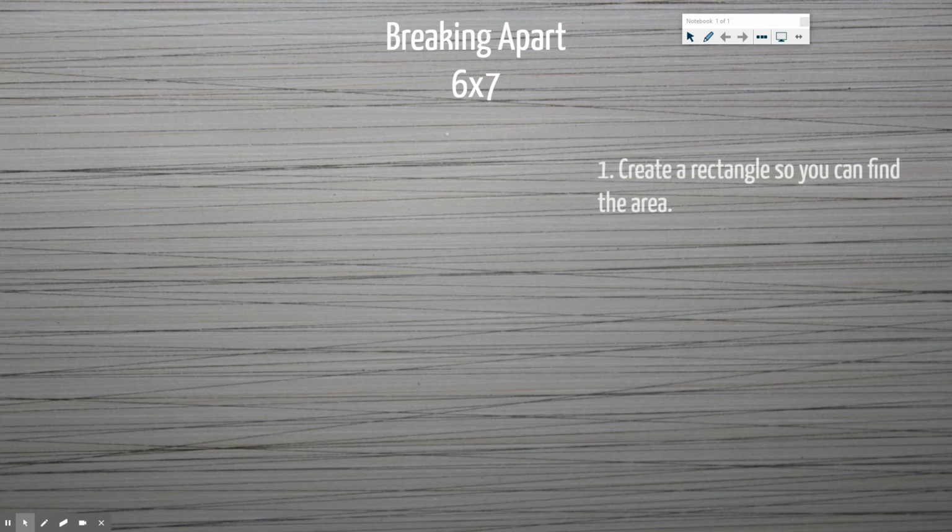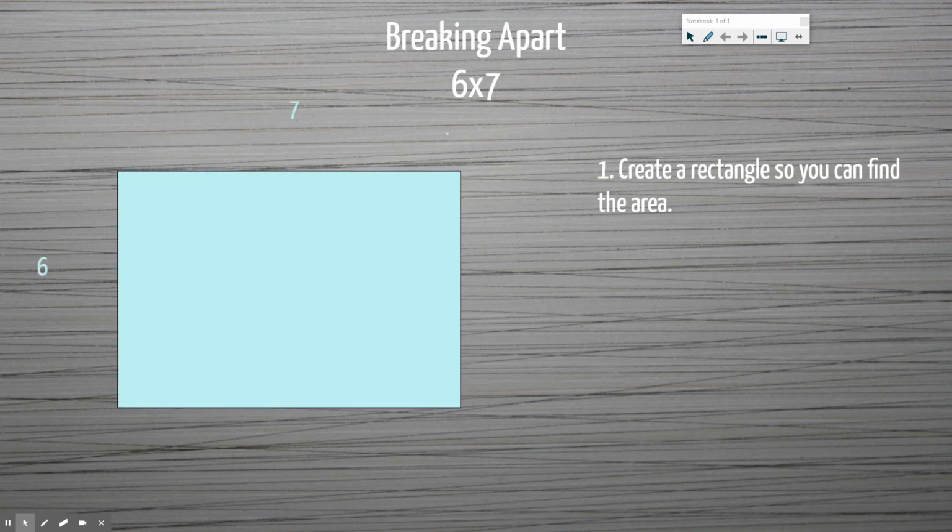The next one I have is the break apart strategy. So again, we're going to use the rectangles to help us to solve this by finding the area. The reason that we do this is because area is found by multiplication. So the rectangles give us that visual to see what exactly we're doing. So I have my 6 by 7 rectangle again.